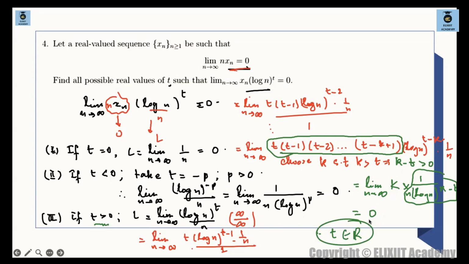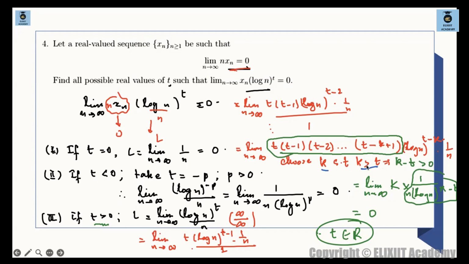Now your question can be, sir, why did you choose k such that k is greater than t, and why not less than t? Why did you choose this thing? Choose k such that k is more than t. Why not less than t?